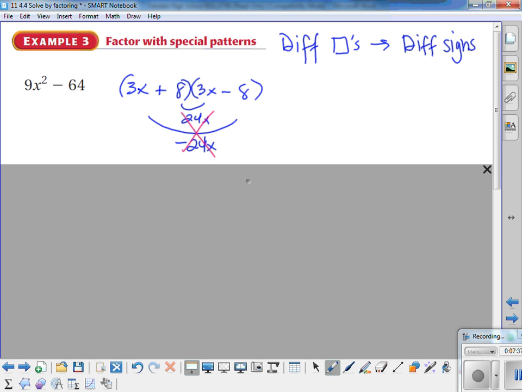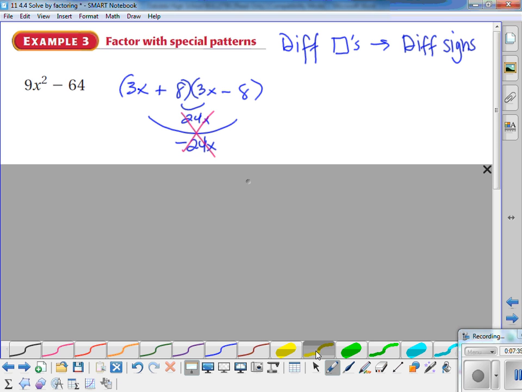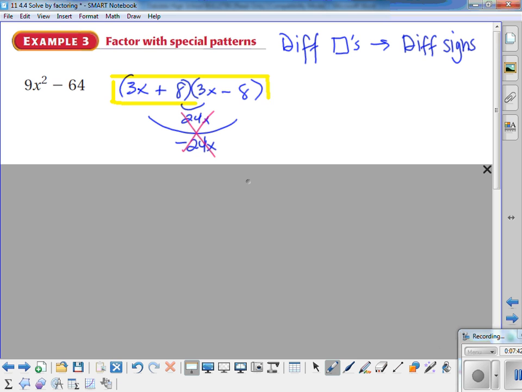So whenever you have the difference of squares, you end up having different signs, and you just take the square root of the first and the last. Okay, so that's our sum and difference pattern.